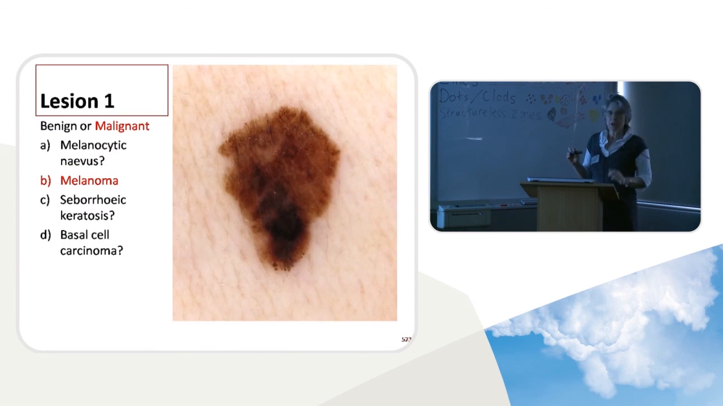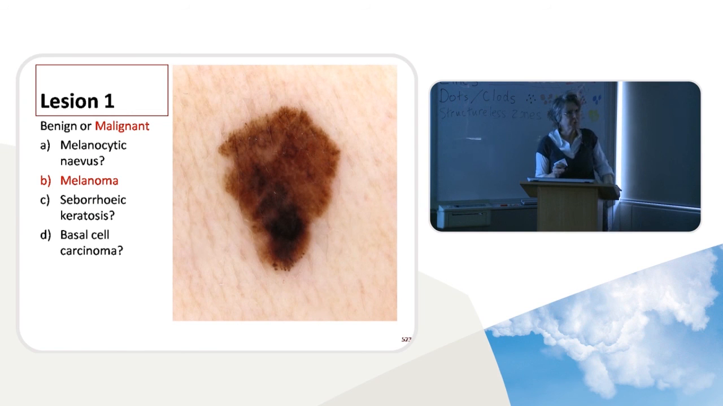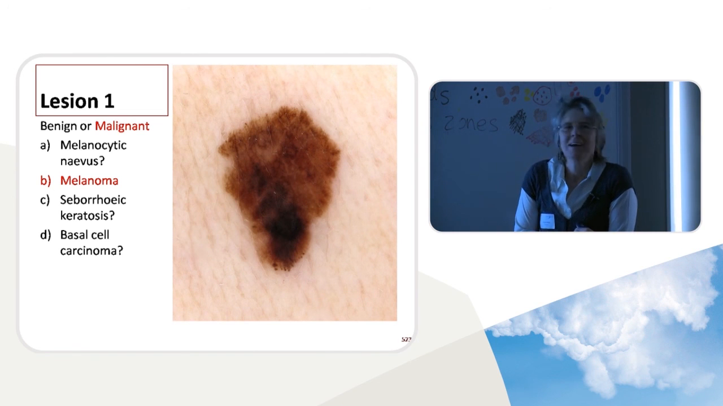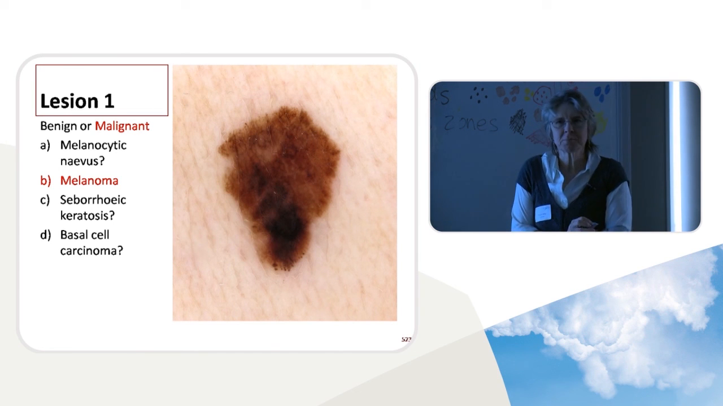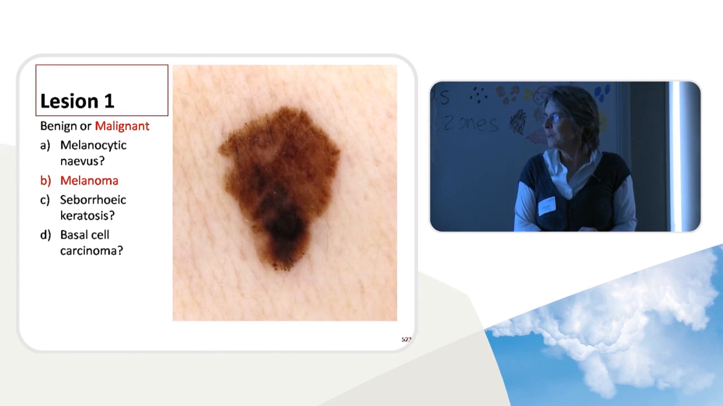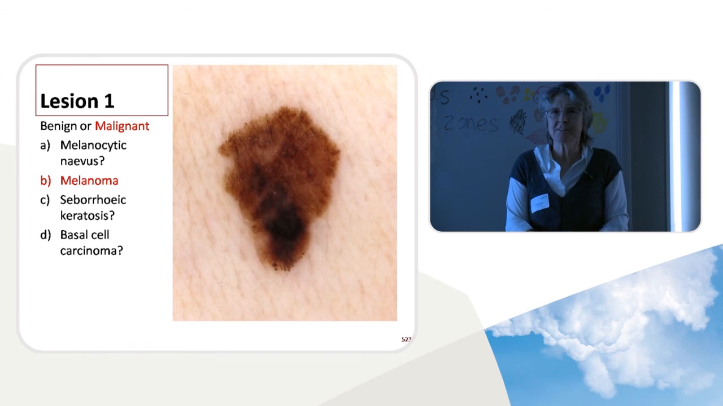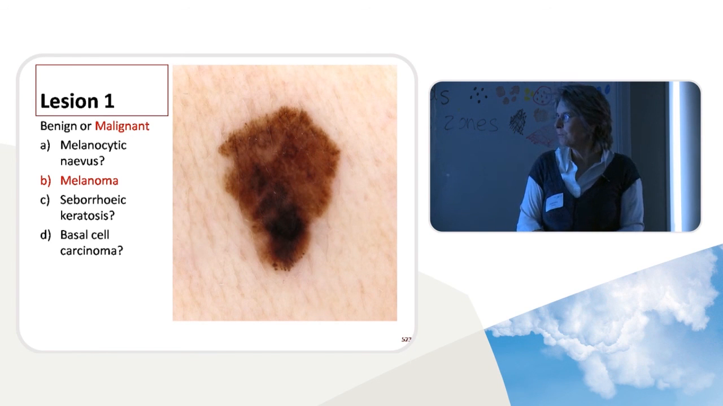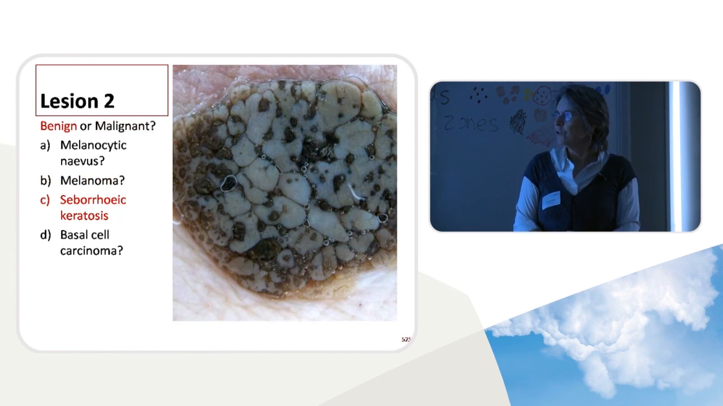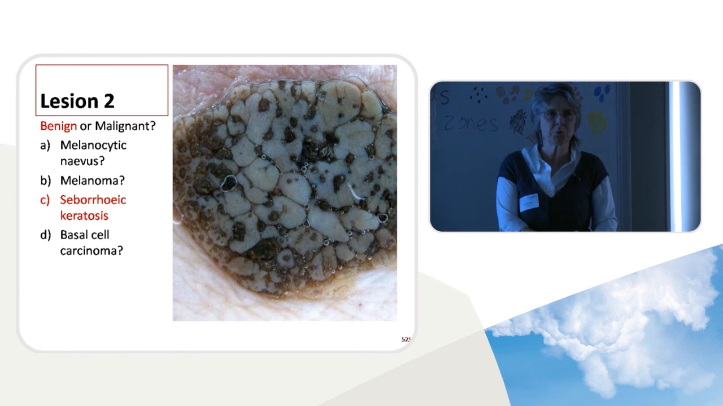All right, so now we come to the final bit of this presentation. You saw the last 30 slides in about 3 minutes flat. Shout them out. Lesion 1 is B for melanoma because it has asymmetry of colour and structure. 2, B is C, seborrheic keratosis. It has curved, thick lines and a sharp border.